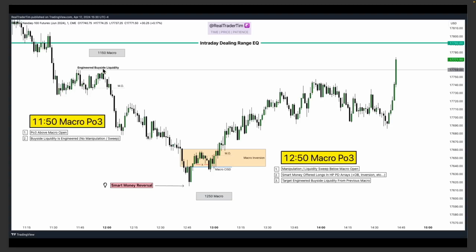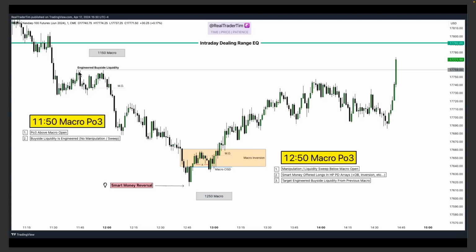Okay, so we see that manipulation, but do they purge this high? No. They leave equal highs there, which serves as engineered buy side liquidity. So if we see them leave these highs and then we continue to displace lower, we really want to monitor the next macro or the one following that for an intraday reversal, at least back to this engineered buy side liquidity. Okay. And then we just hold runners beyond to whatever buy side liquidity is above this engineered buy side liquidity from the 1150 macro.